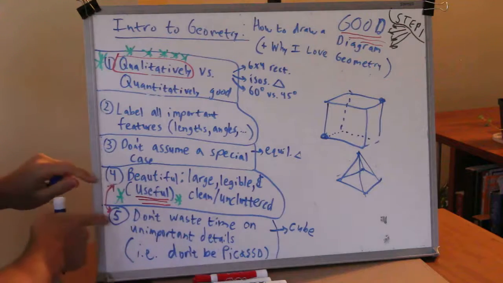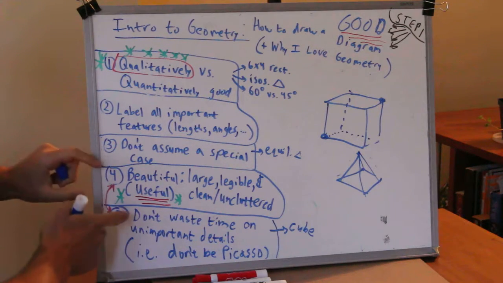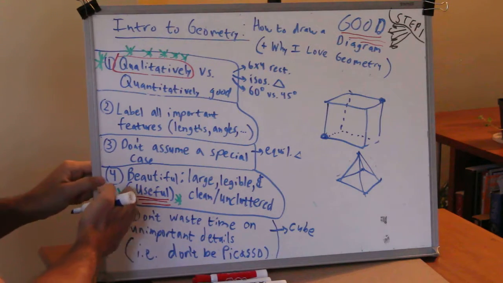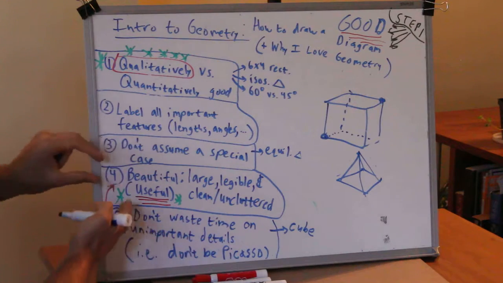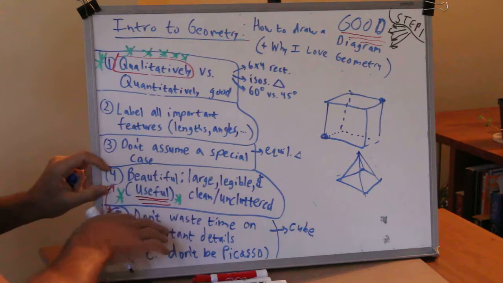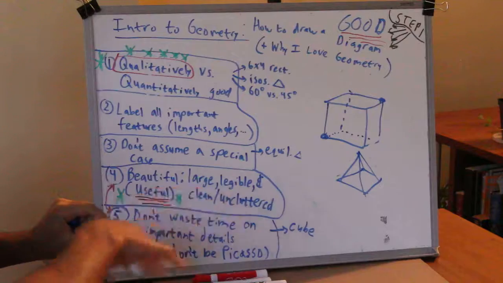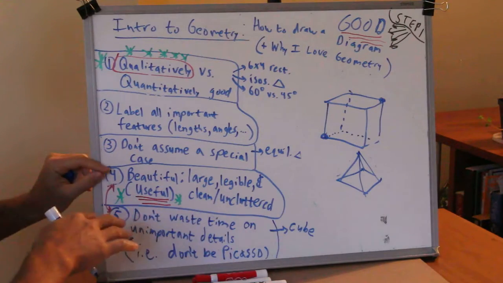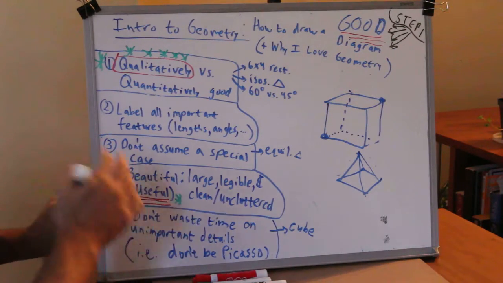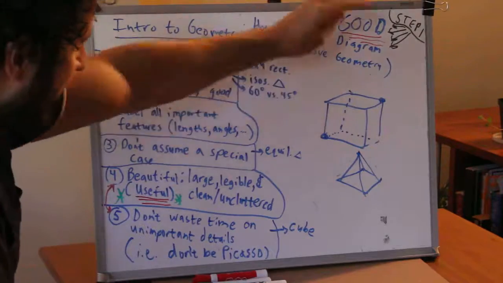So I put this red arrow here because these are extremes. On the one hand, we want it nice and workable, but on the other hand, you can get carried away with this and you're wasting too much time making it too beautiful. So don't rush it, but don't take too much time on it. All right, that'll be step one, how to draw a good diagram.